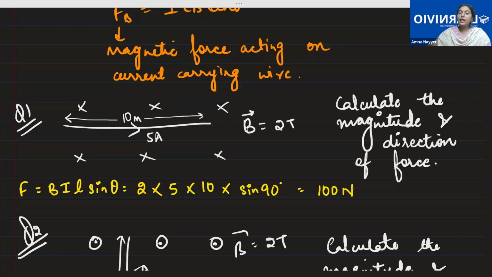Now let's look at the direction. How to see its direction? Take the right hand and put it along the direction of current. Let's say this is 5 ampere, towards the right, so we put our palm towards the right. Now the magnetic field is present inside. With the current towards the right, curl the fingers towards the magnetic field. Where is the thumb pointing? The thumb is pointing upwards.